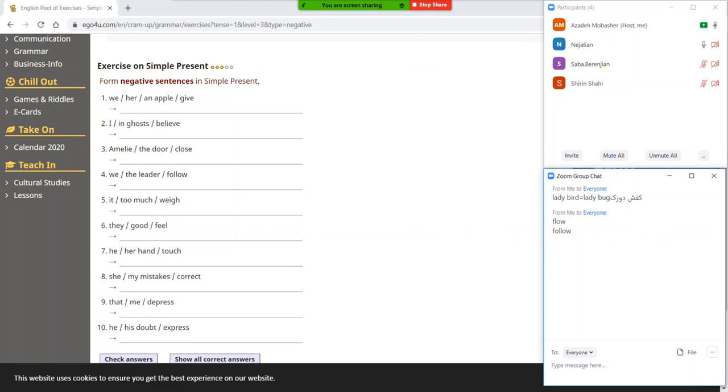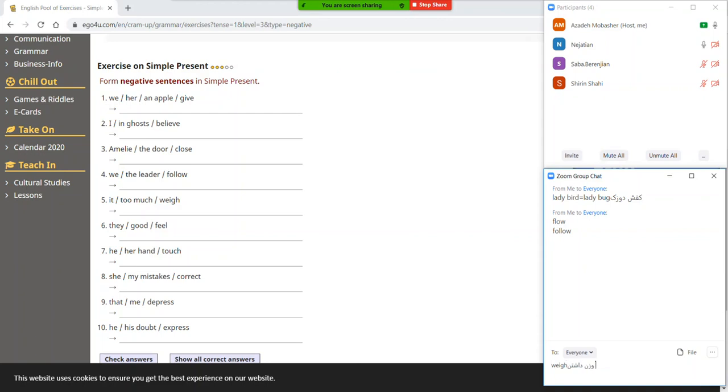Doesn't no, eat no. Musa, just a negative sentence, negative. Not a question. It doesn't what? Weigh. It doesn't weigh too much.